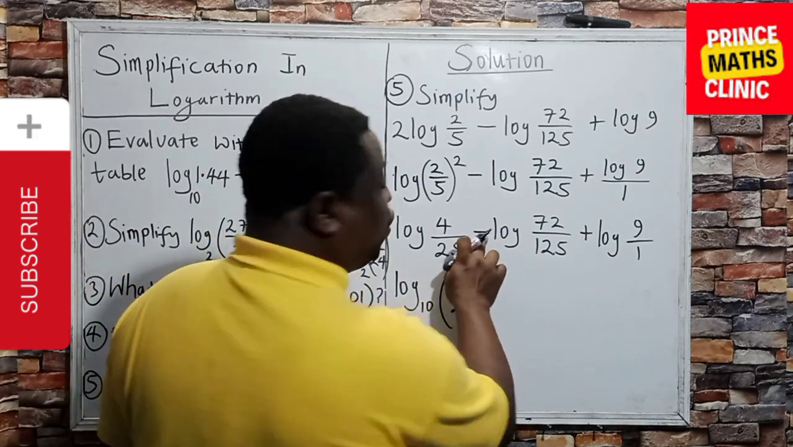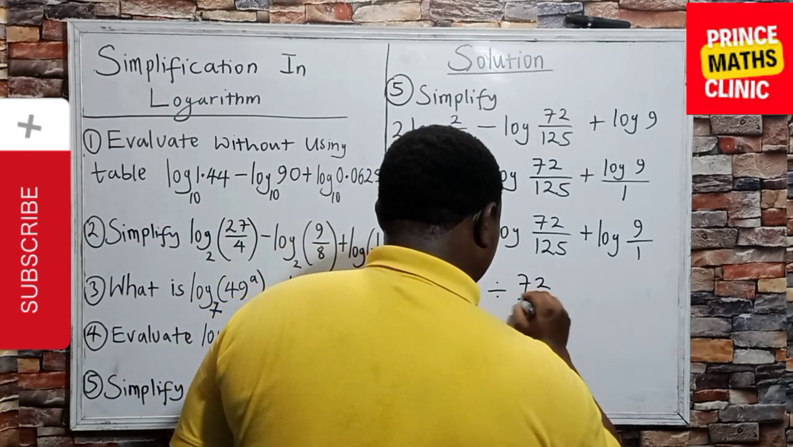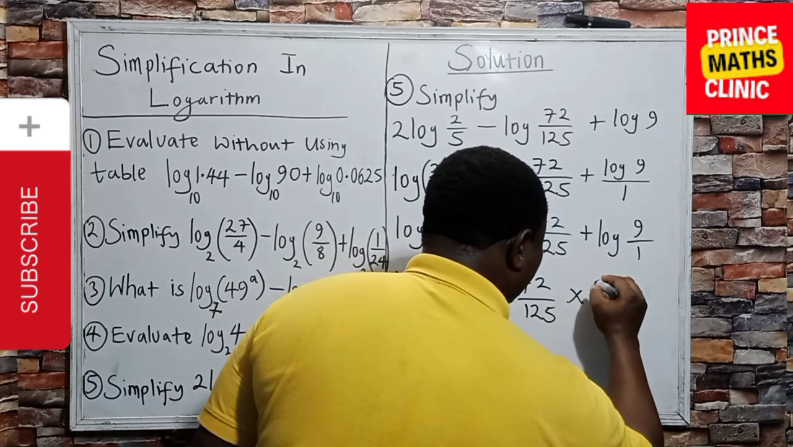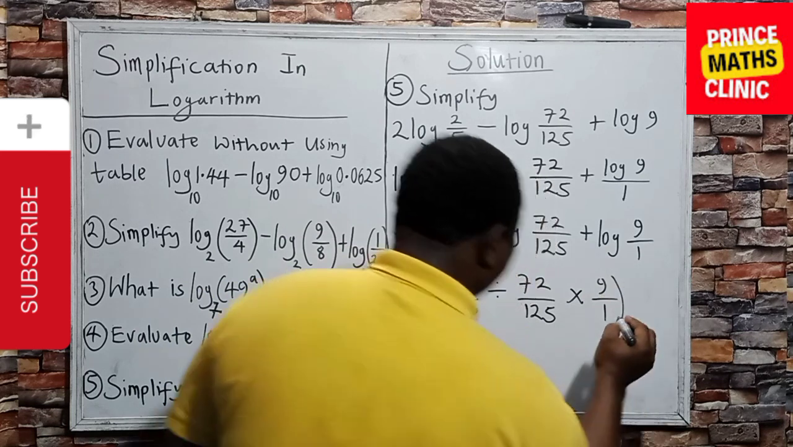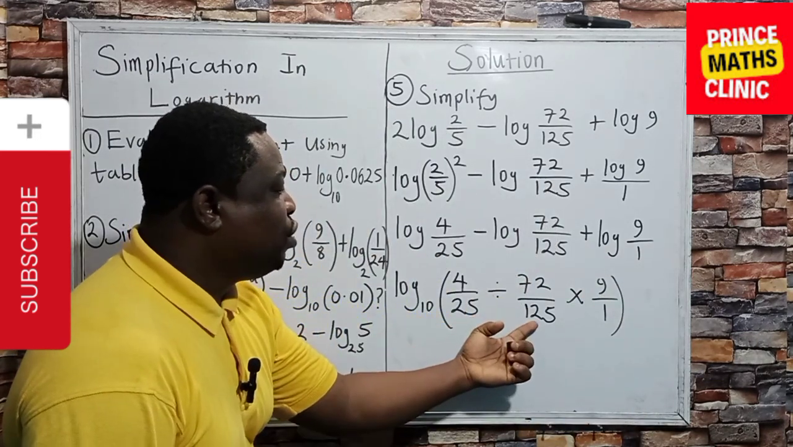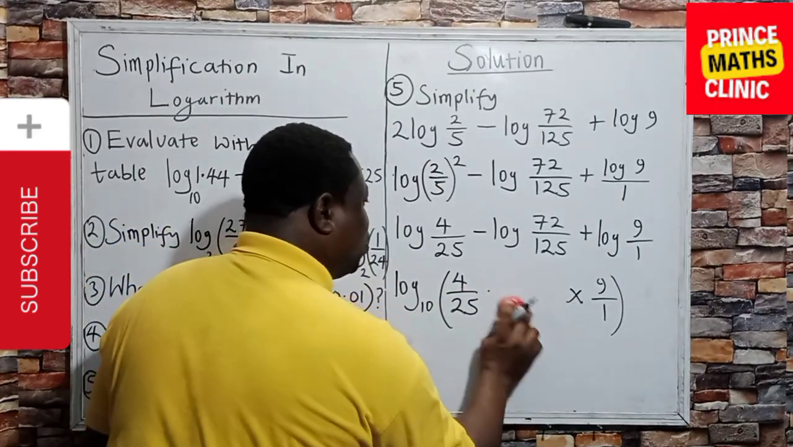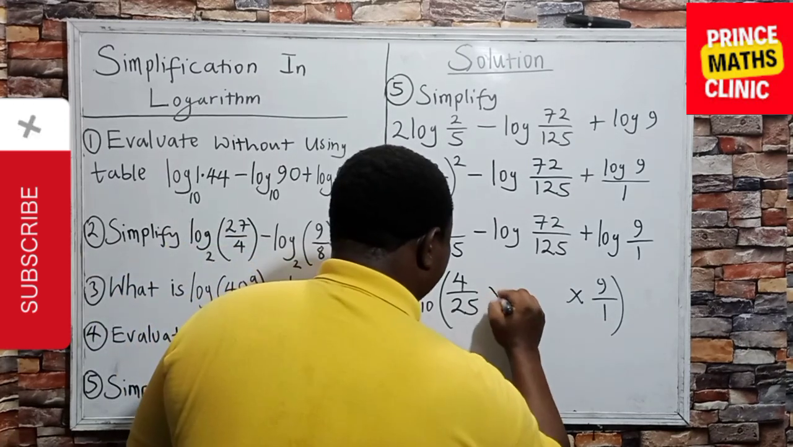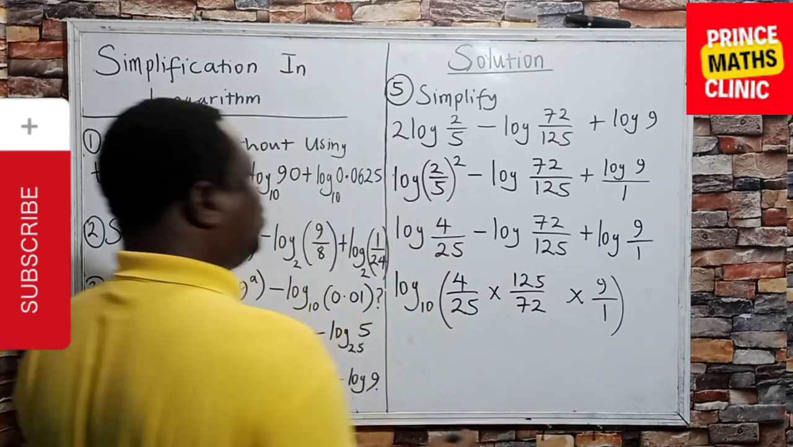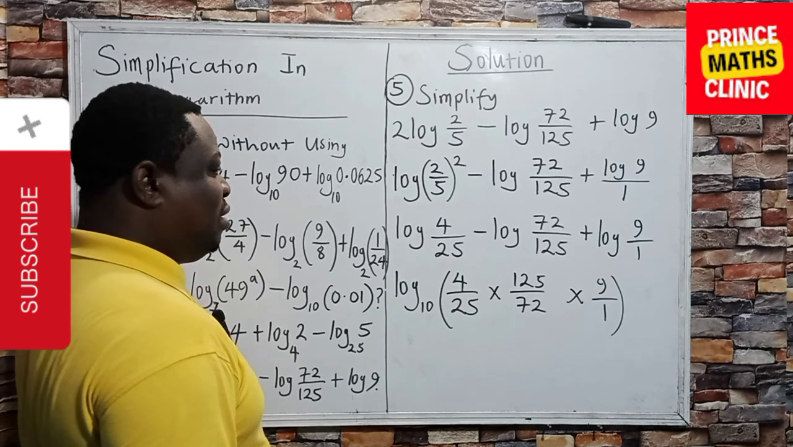You know this is division, right? So put it like this, divided by 72 over 125. Then this is multiplication, 9 over 1. And once division turns to multiplication, what is denominator becomes numerator, numerator becomes denominator. So this becomes times 125 over 72. So the journey begins to simplify.